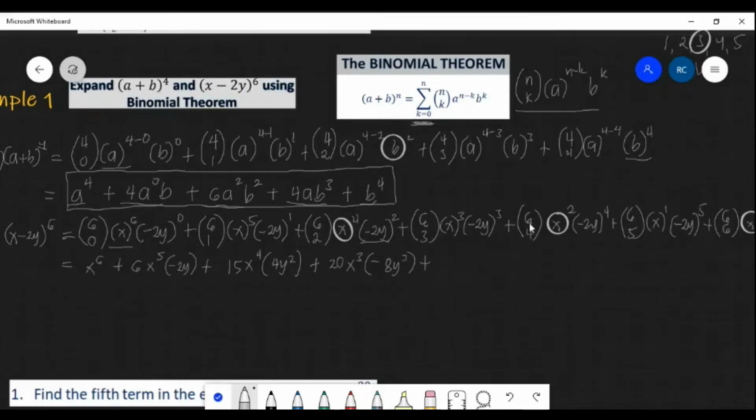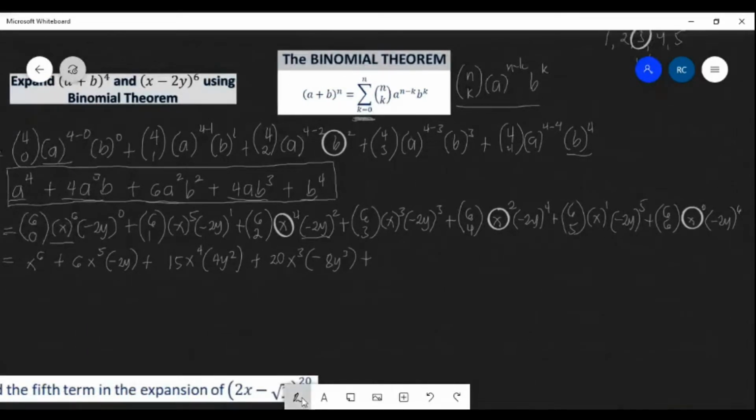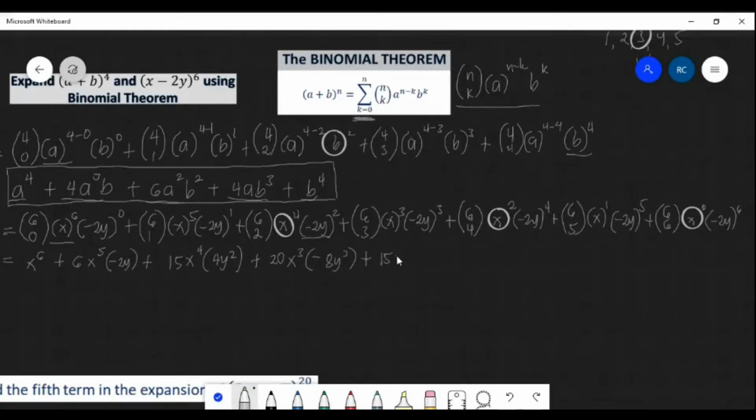Next. What is 6 combined 4, everybody? 15. Okay, this is, wait lang, 15x squared. How about negative 2y raised to 4? Ilan po? 16y to the 4th. Okay? Okay. 6 combined 5.